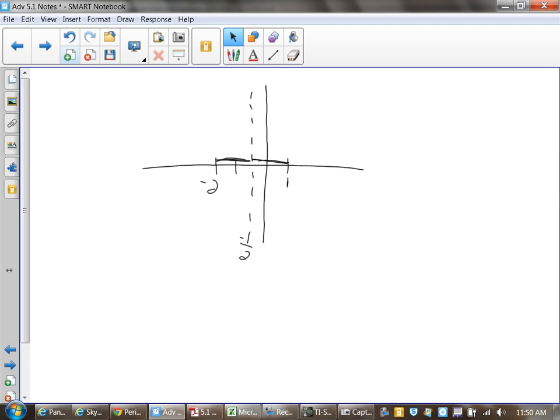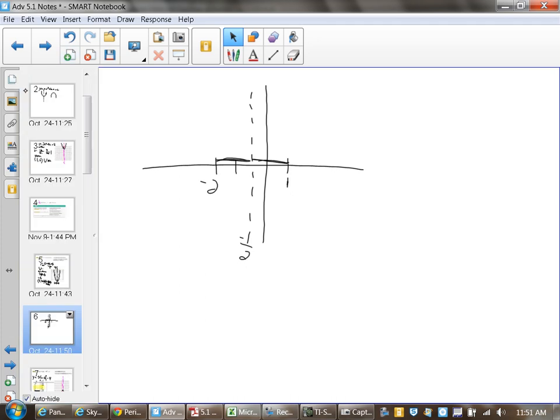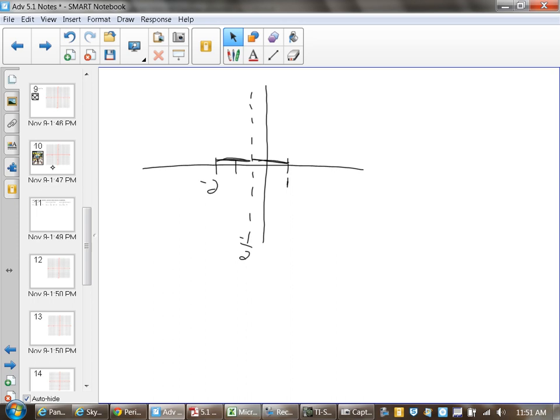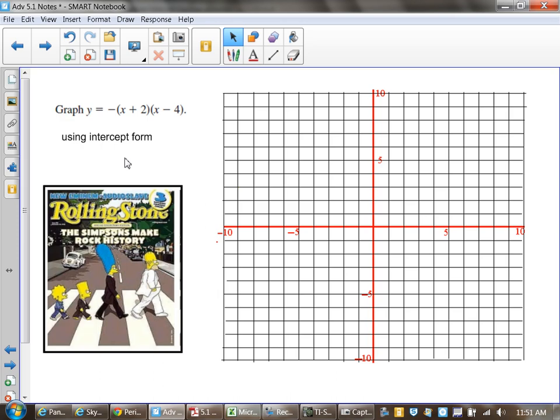Okay? Could you also use your table function on your calculator? Yes. And it'll spit it out for you. Okay. So my idea for today is to give you guys a couple of these problems. Let's try one more. Nope. We just did that.